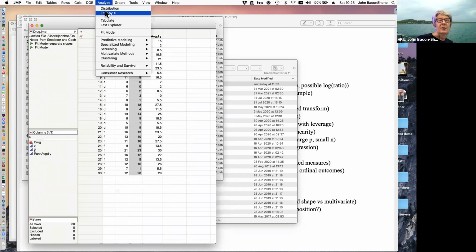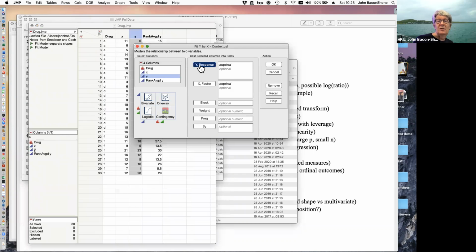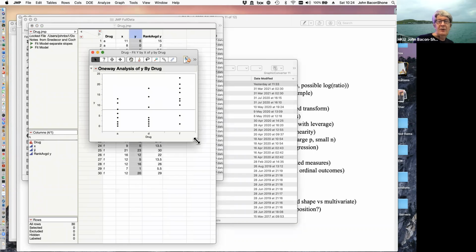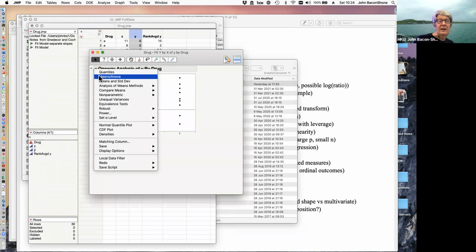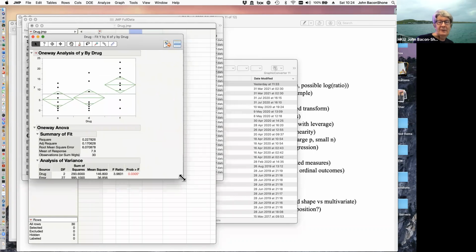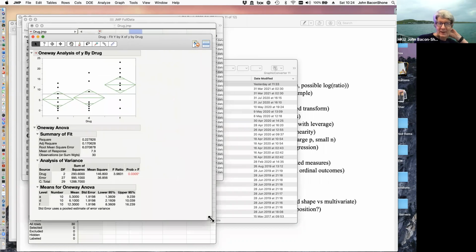Now we're going to do fit Y by X. The question is whether Y varies according to which drug was given. So again, this is our initial plot. We want to do the analysis of variance as our start point. Remember, this is implicitly assuming that the variances are equal in the standard analysis of variance. It says standard error uses a pooled estimate of error variance. That's why the standard error here is the same in each of our three groups, which are the same size. It says this is significant at about 3%.